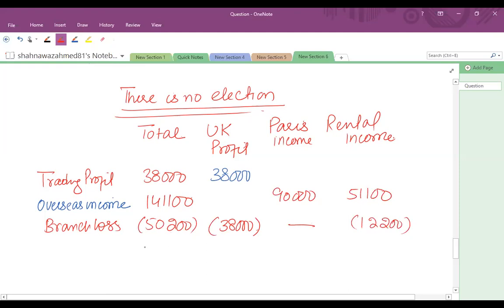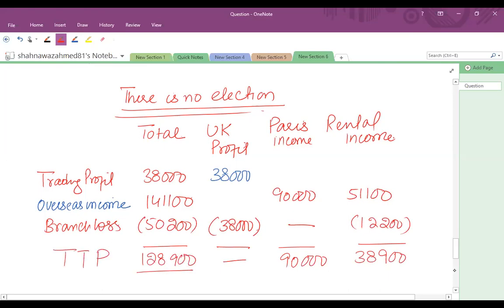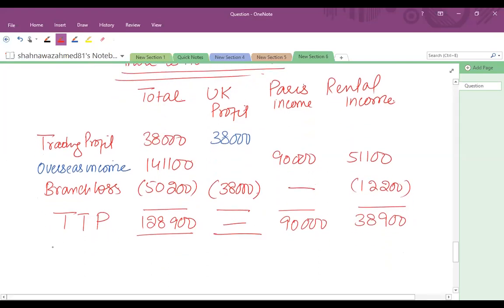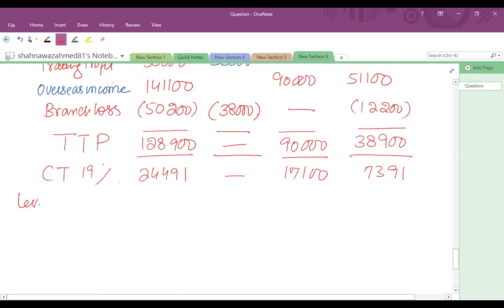In this way, we have TTP of 90,000, 38,900, here it's zero, and the total is 128,900. So this is TTP. Now let's apply corporate tax on this TTP, at the rate of 19%. So we have 24,491: 17,100 and 7,391. Now for overseas, we will get some double tax relief.